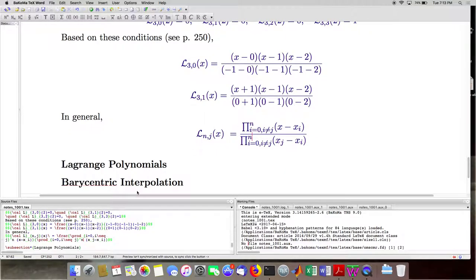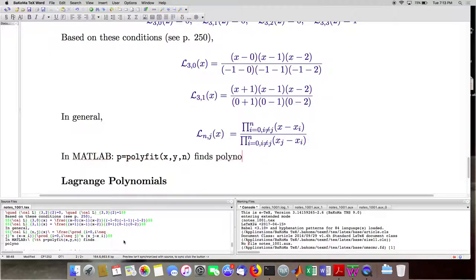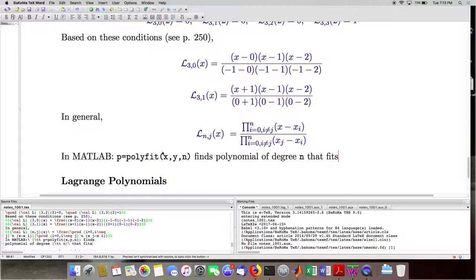But as far as constructing these polynomials in MATLAB, the statement is P equals polyfit. You have a vector of x's, a vector of y's, and then a specified degree of a polynomial that fits. So x and y should be vectors of the same length that specify your data points.